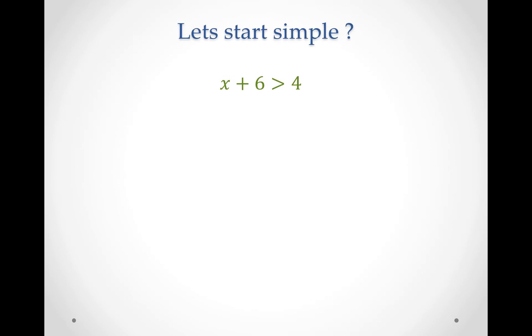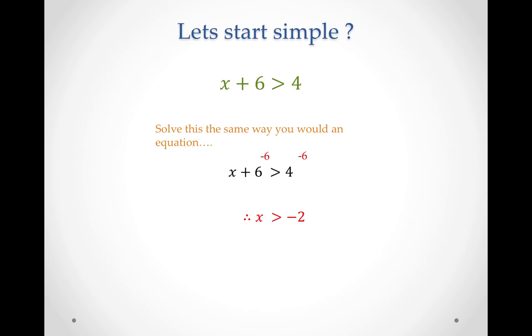Alright, so let's start simple. Let's look at this inequality: x plus 6 is greater than 4. Simply solve this the same way you would any equation. If we started with x plus 6 is greater than 4, we want to move the 6 to the other side, or simply get rid of it. To do so, minus 6 from both sides.